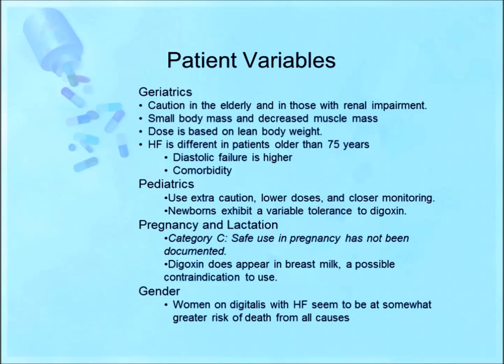For pediatric patients, the use of digoxin in children requires extra caution, lower doses, and close monitoring. Newborns exhibit a variable tolerance to digoxin. For patients who are pregnant or lactating, this is a Category C drug. Its safe use in pregnancy has not been documented. Digoxin does appear in the breast milk, so it is a possible contraindication to its use. Gender: women on digoxin with heart failure seem to be at somewhat greater risk of death from all causes.